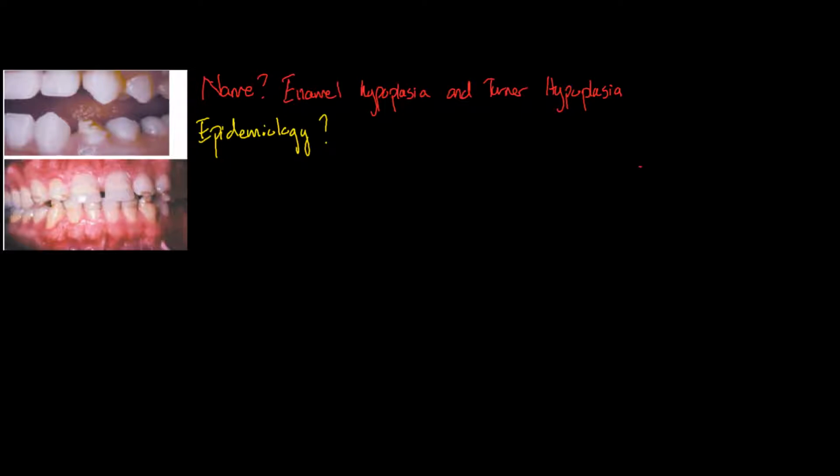Okay, so now we are going to talk a little bit about enamel hypocalcification and Turner's hypercalcification. So the name is enamel hypoplasia and Turner hypoplasia. So what is the epidemiology of enamel hypoplasia and Turner hypoplasia?